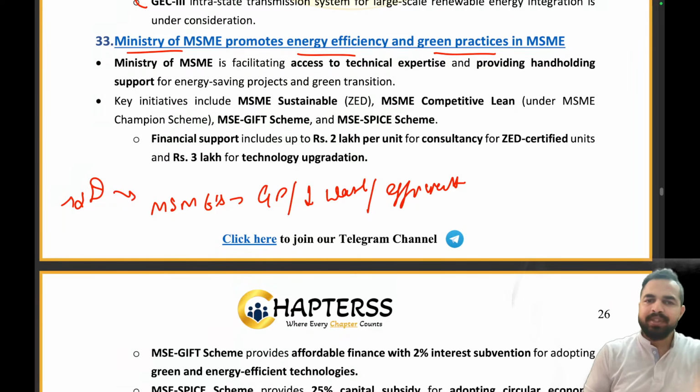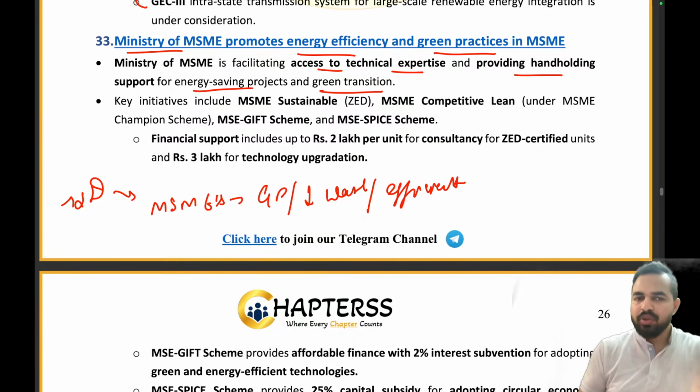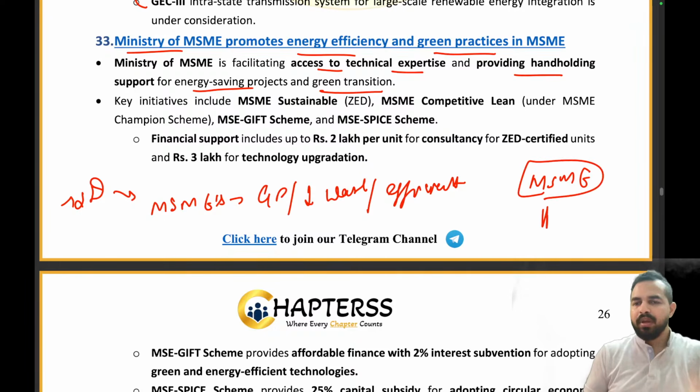So the Ministry of MSME is facilitating access to technical expertise and providing hand-holding support to energy-saving projects and green transition. See how the Ministry of MSME is helping the MSMEs. So basically the government is saying that, hey MSME, I want you to adopt green practices. So how can I encourage you to do that?